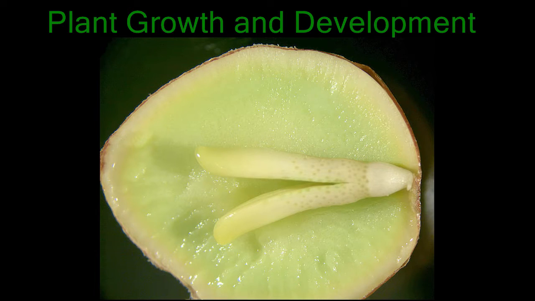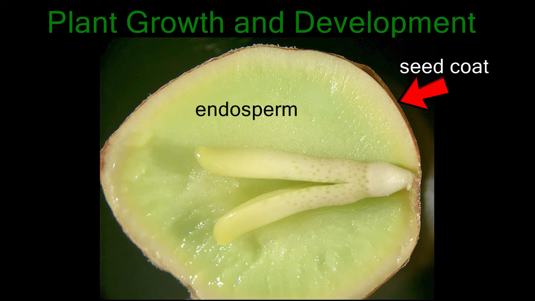The ovules develop into seeds. Seeds possess a tough seed coat which protects the developing embryo from drying out. The endosperm is nutritive tissue which supplies the developing embryo with food. These three components, seed coat, embryo, and endosperm, are found in all seeds.